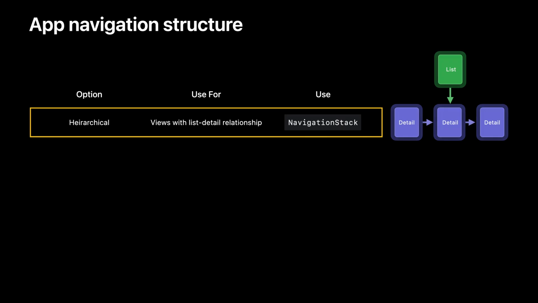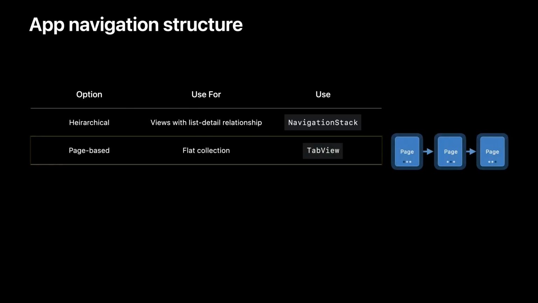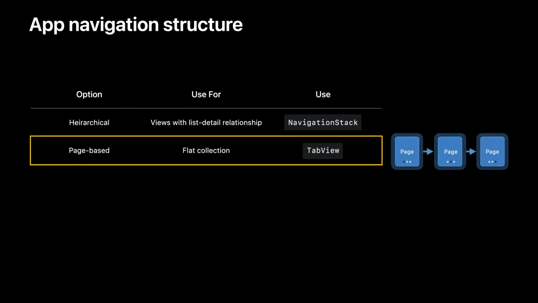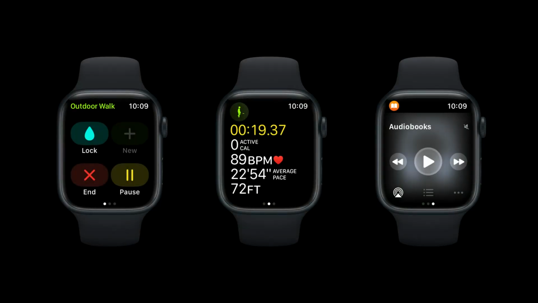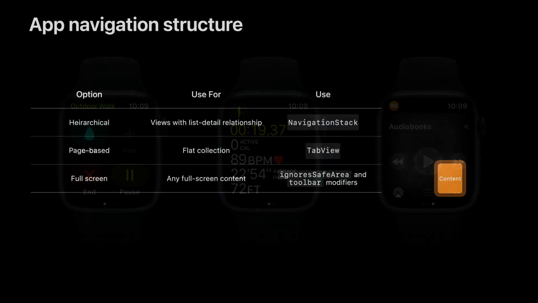Hierarchical navigation is used for views with a list detail relationship. Starting in watchOS 9, use the SwiftUI navigation stack to create interfaces with this type of navigation structure. Page-based navigation is used for views with a flat structure, where all of the views are peers. A great example of page-based navigation is the in-workout view of the Workout app, where people can easily swipe between the workout controls, metrics, and playback controls during a workout.